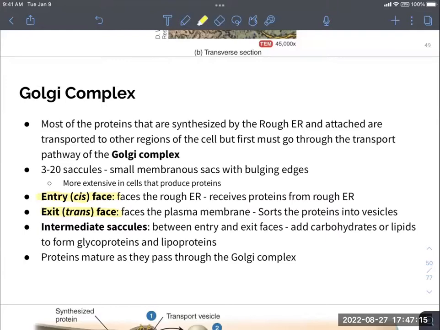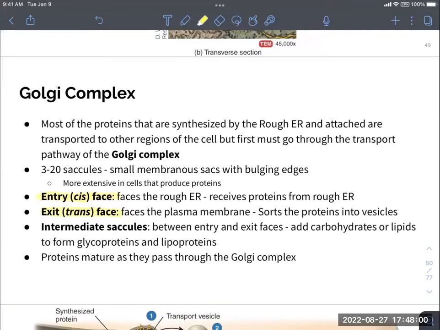That's how proteins get from the rough endoplasmic reticulum to the Golgi complex, through vesicles. These vesicles release the proteins to the Golgi complex. The proteins travel through the Golgi complex and they mature. They turn into whatever type of protein the cell or the body needs. Once they get to the end of the Golgi complex, they get to the exit or trans phase. This phase faces the plasma membrane. And again, these proteins are enclosed into secretory vesicles.